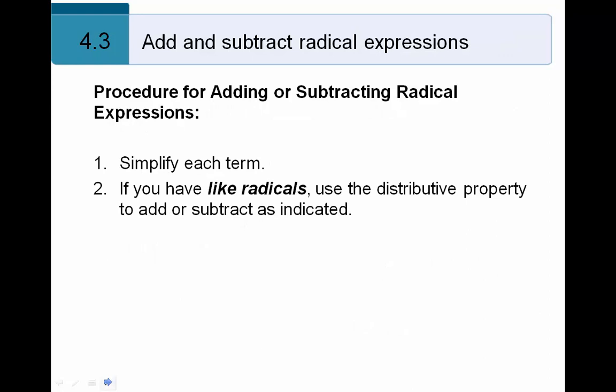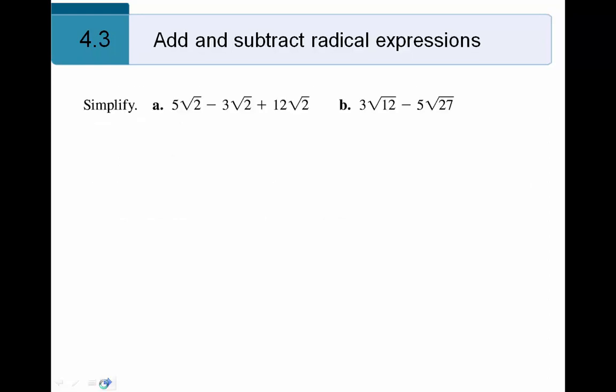So this is the procedure for adding or subtracting radical expressions. Now remember, when we were multiplying, we could multiply the two terms together and then simplify once. When we're adding and subtracting radical expressions, we need to simplify each term first if it needs to be simplified. Then, if we have like radicals, we can use the distributive property to add or subtract as indicated. So that sometimes does make addition and subtraction of radicals a little bit more complicated than multiplication.